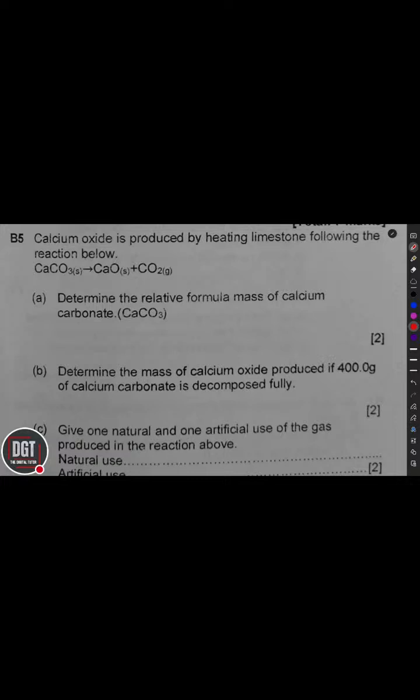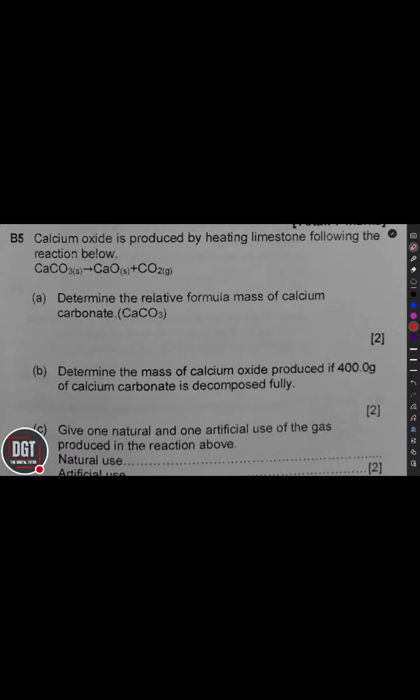Okay, so the question reads, calcium oxide is produced by heating limestone following the reaction below. So in this case, the reaction is given. Flavor is confirming that you are able to get me. So please share also with others. Don't be that selfish. Share with others just like I'm doing.